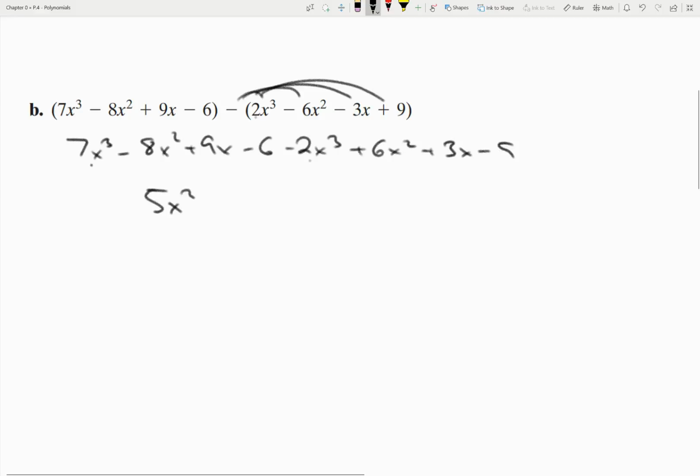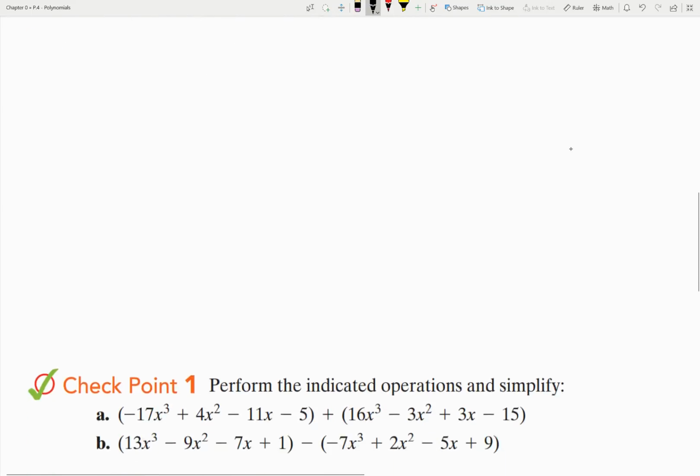So that's 5x to the third, negative 8x squared plus 6x squared gives me minus 2x squared, plus 9 plus 3, that's 12, and a minus 6 and a minus 9 to give me a minus 15. Again, this is a third degree polynomial of 4 terms. Okay. Let's try the checkpoint questions.